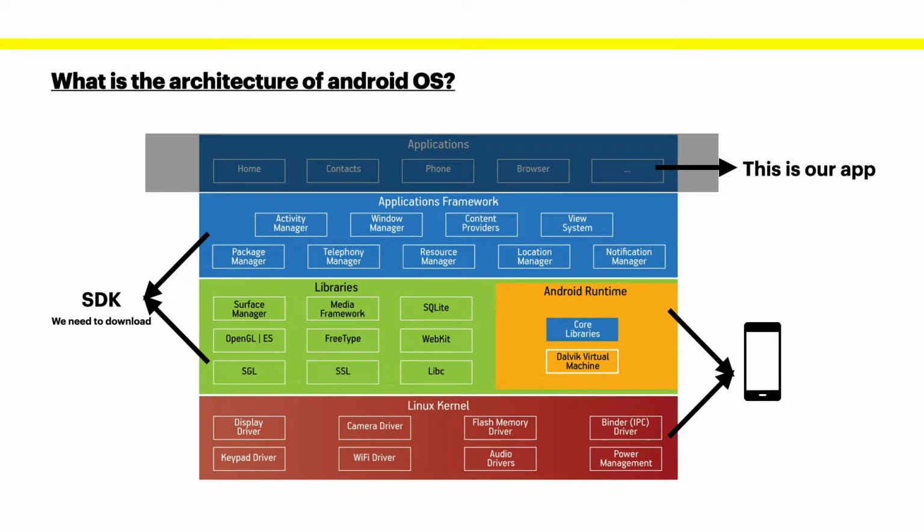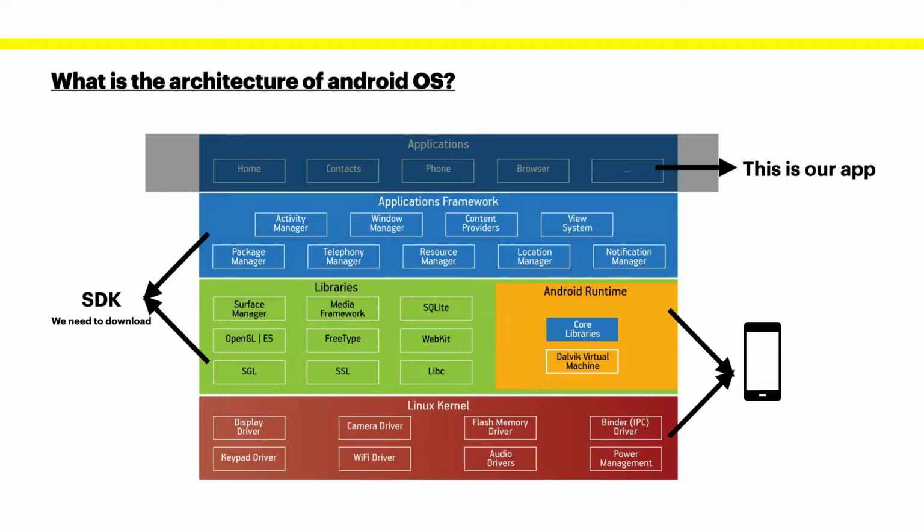First one, what is the architecture of Android OS? Guys, the architecture of Android OS has 5 major blocks, starting from the bottom, not from the top. The first block is the Linux kernel, the red block at the bottom, and the second block is the yellow block, that is the Android runtime. These two blocks are already there in your Android mobile, so we need not download them.